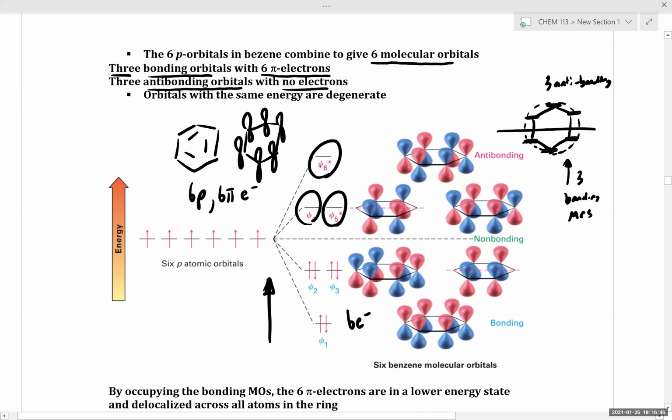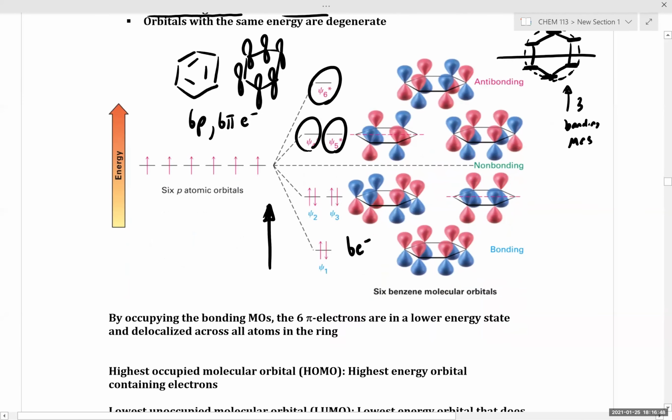Now, why is this important? By occupying the bonding molecular orbitals, what do we notice about our electron energy? Are our electrons on average higher or lower in energy? Looking at this chart. Lower. Yeah, lower. Yep, exactly.